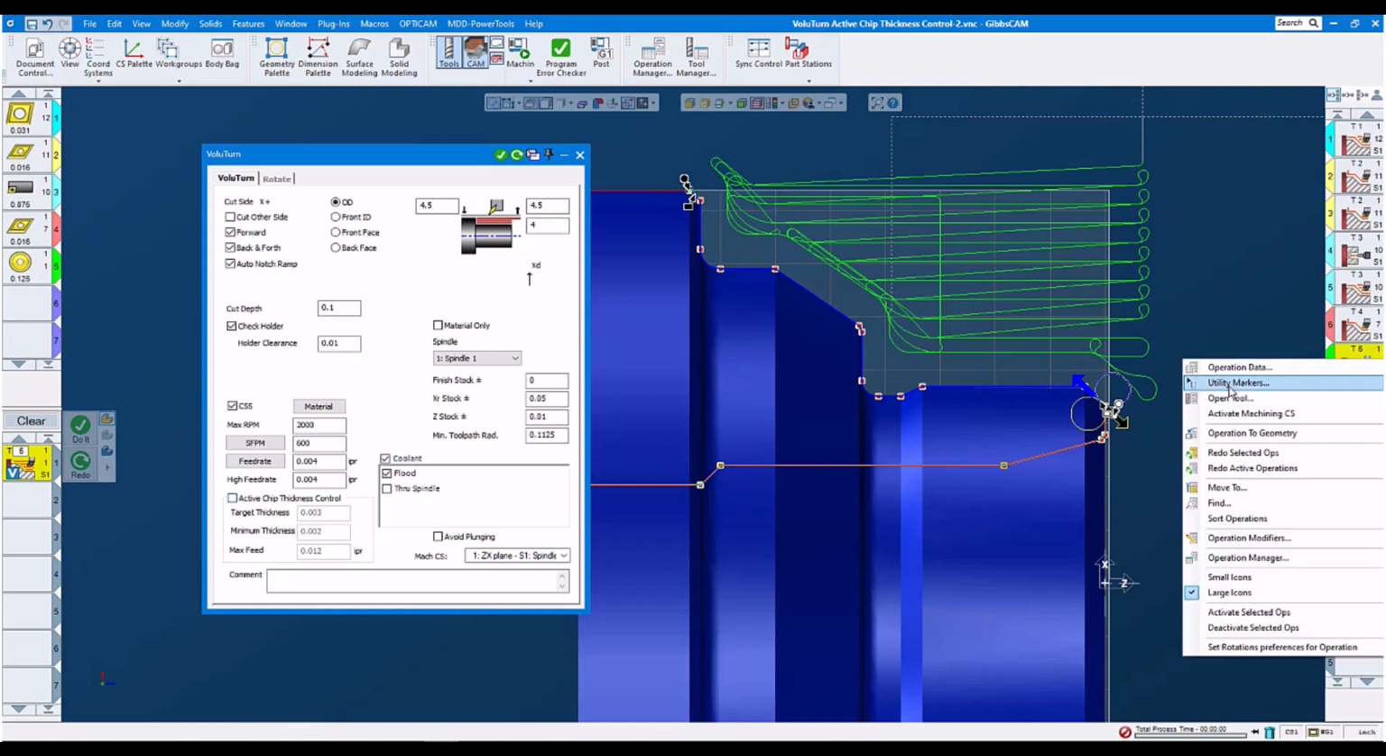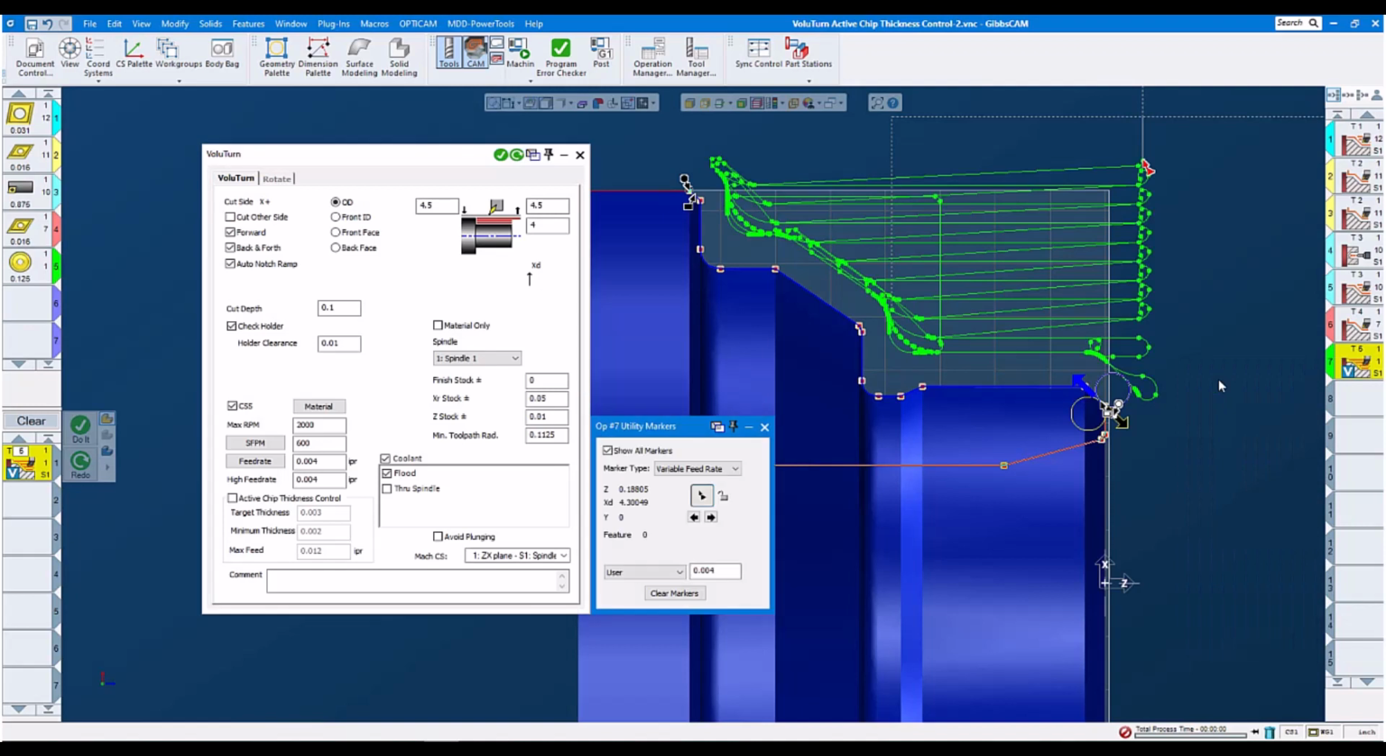Let's see how it looks with our utility markers. Here you see our utility markers for the feed rate. It's a constant feed rate all the way through the whole machining with VoluTurn.